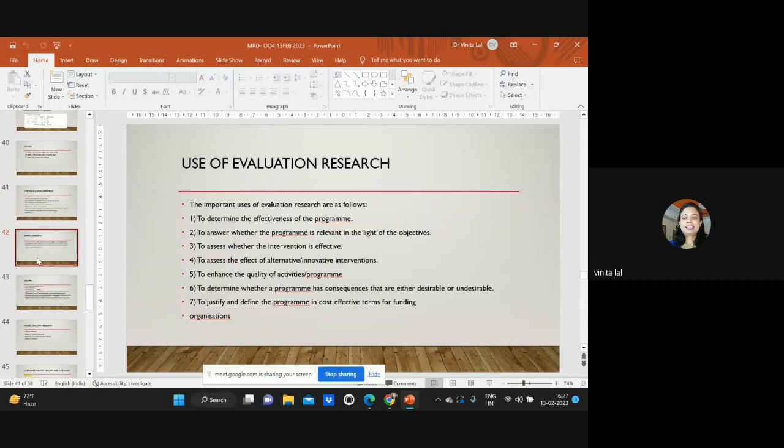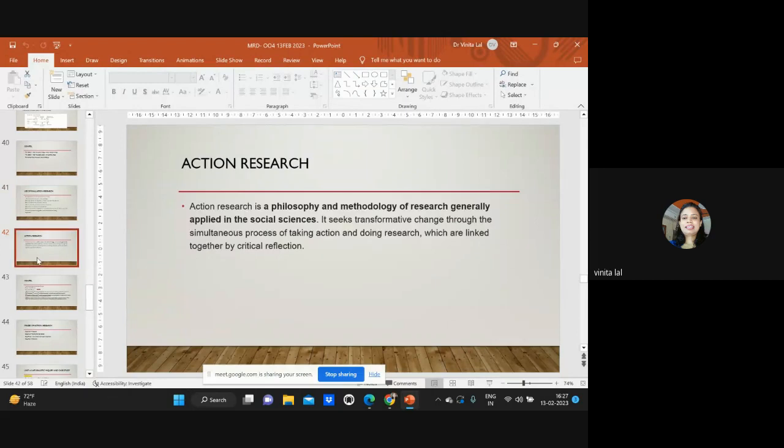Now come to action research. Action research is a philosophy and methodology of research generally applied in the social sciences. It seeks transformative change through the simultaneous process of taking action and doing research, which are linked together by critical reflection. It is a kind of research which uses some philosophy, as in philosophical theories.